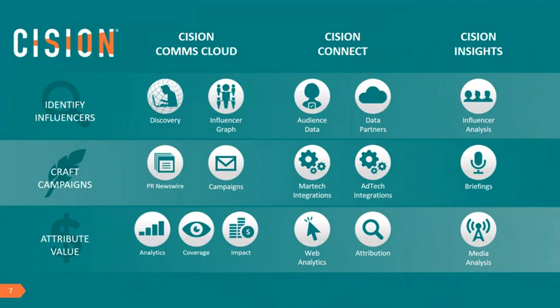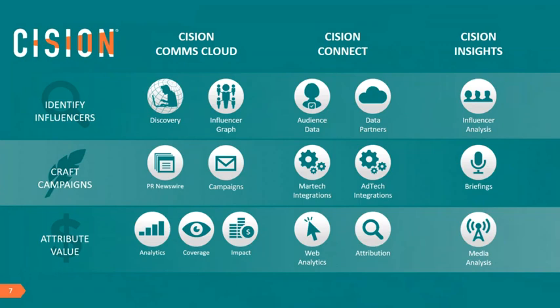So Cision's invested nearly $2 billion to help communicators rethink the way they identify influencers, craft and distribute campaigns, and really measure the impact of their earned media. With Cision, communicators can take an outside-looking-in approach and really leverage customer data to inform what influencers to target, what content to create, and ultimately what metrics to leverage to attribute business value.